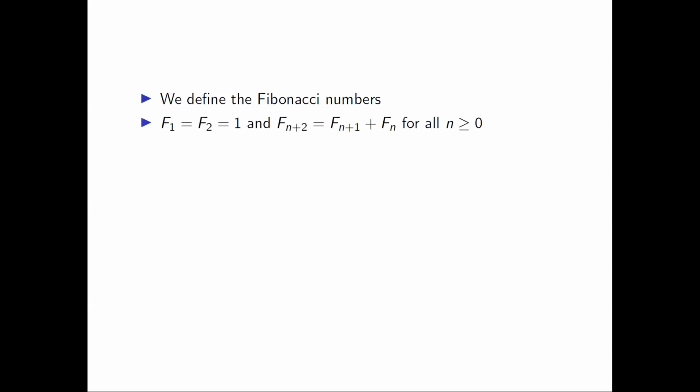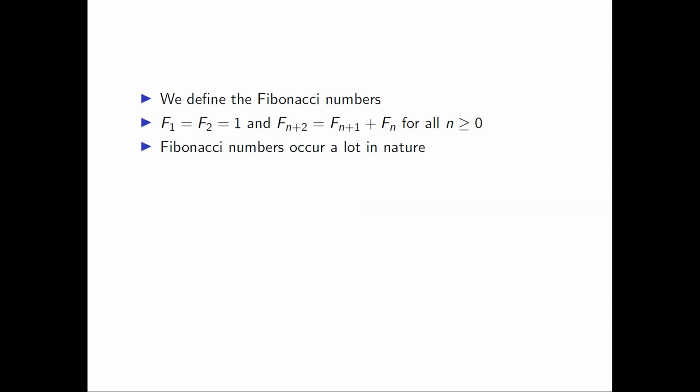We define them by letting f of 1 equal f of 2 equal 1, and f of n plus 2 equals f of n plus 1 plus f of n for all n greater than or equal to 0. And we call f of n the nth Fibonacci number.